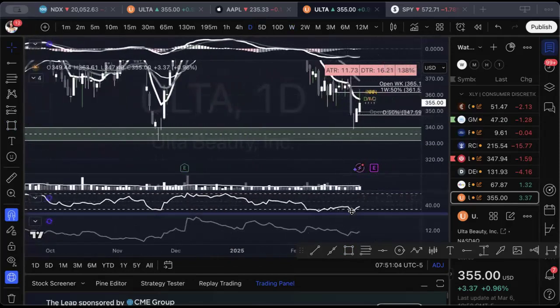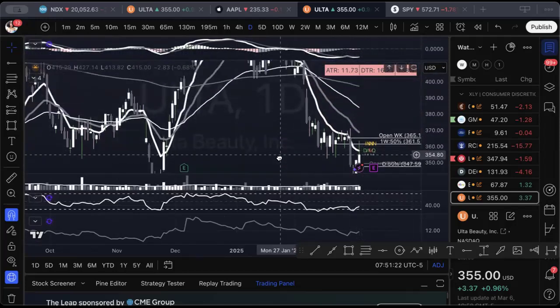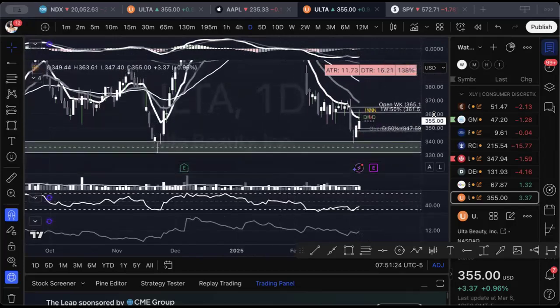Also, if I look at the RSI, I see that we're a little bit oversold here, and it looks like we're somewhat getting a crossover on the MACD. Now, it hasn't crossed completely. It's still in a place where it can continue down, but it is converging and overlapping. So it could actually cross over, and this could be the start of a move to the upside on Ulta.